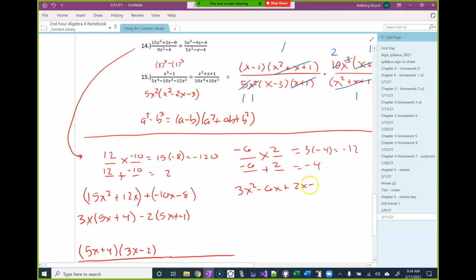And then our last piece multiplied to give us negative 20, and add to give us negative 1. That's negative 5 and positive 4. How's that? It's okay? All right.